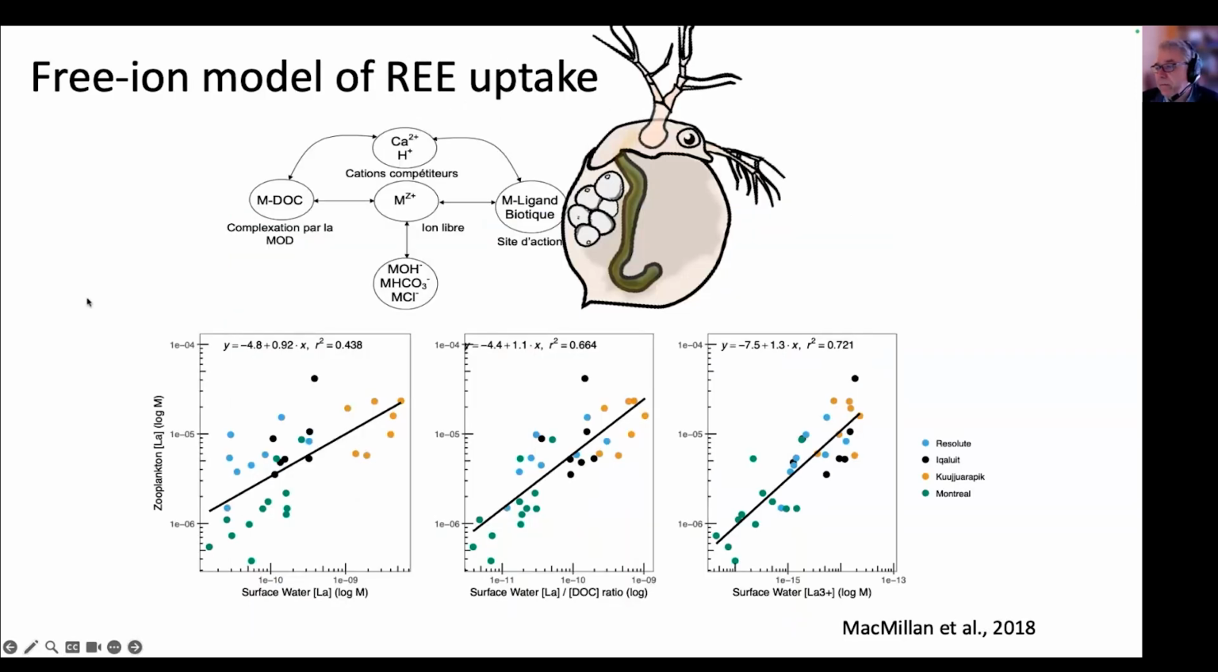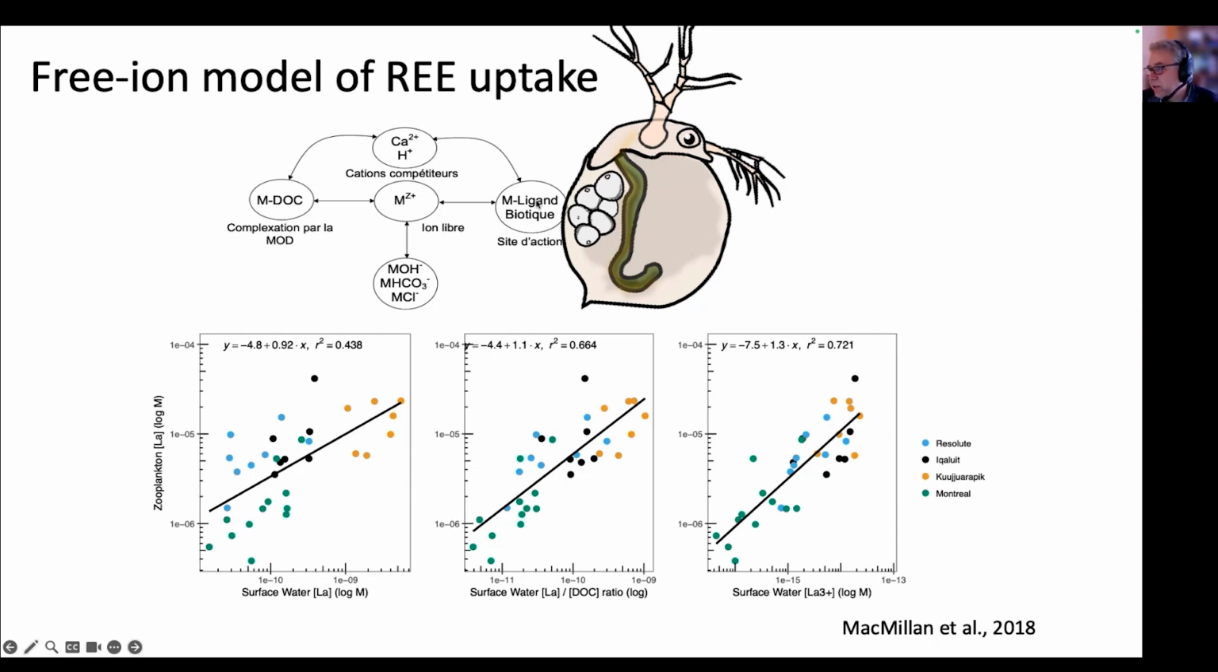Here, just a word about the conceptual framework where we're working. Usually you have a metal in solution and it will partition between different ligands. Some of it will be complexed to the organic matter, some of it will be complexed to inorganic ligands, and some of it will be free as a hydrated free ion. It is postulated that this free ion is the best predictor of what can be accumulated by an organism. So that's called the free ion model.